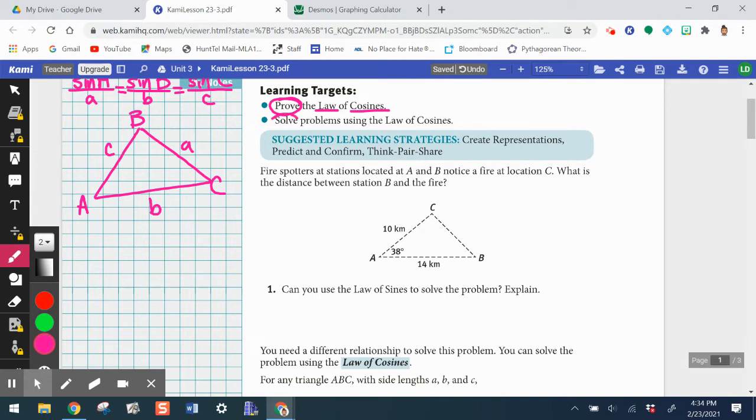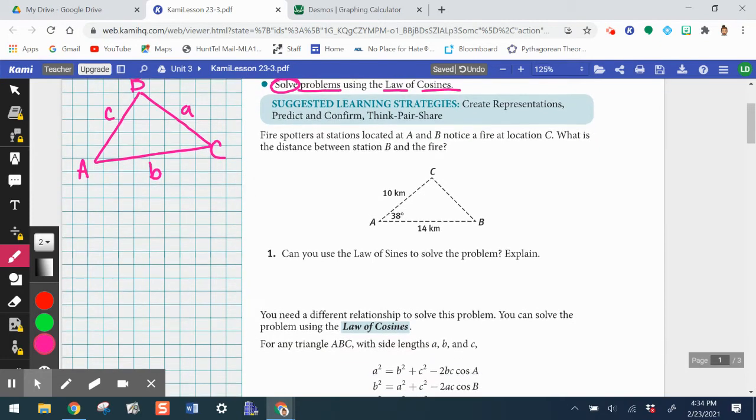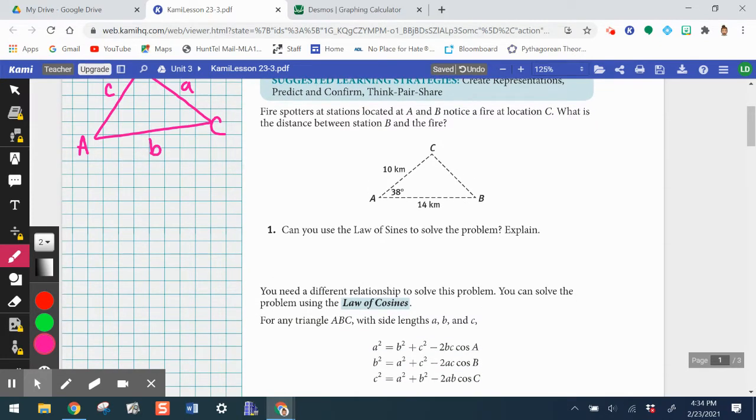So our second learning target says solve problems using the law of cosines. So we're going to first discover what it is, prove that it is in fact true, and then start using it. So we have a similar example to what we saw in the previous few lessons. Fire spotters are at stations located at A and B, and notice a fire at location C, thus creating a triangle between the two fire spotters and the fire. What is the distance between station B and the fire?